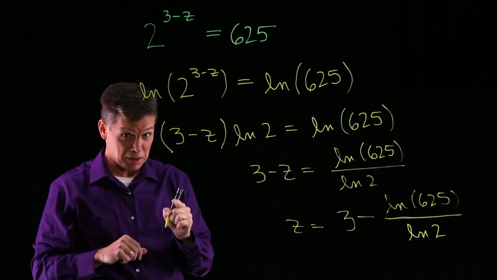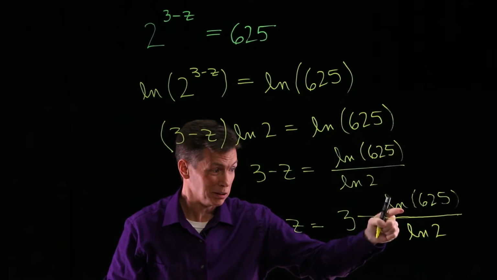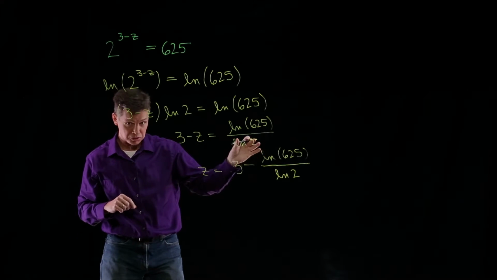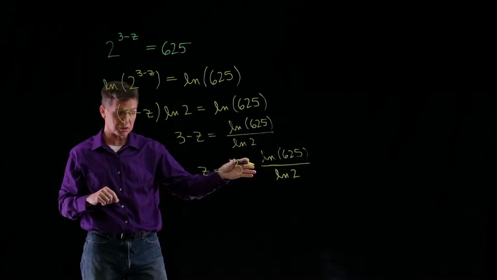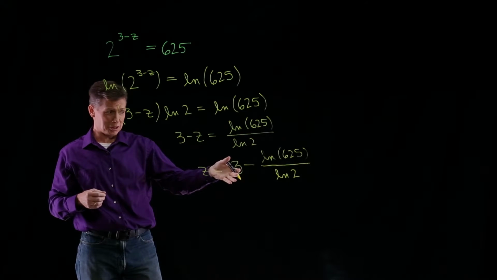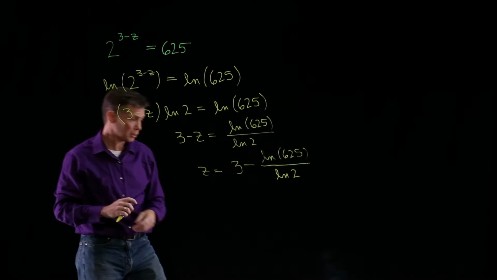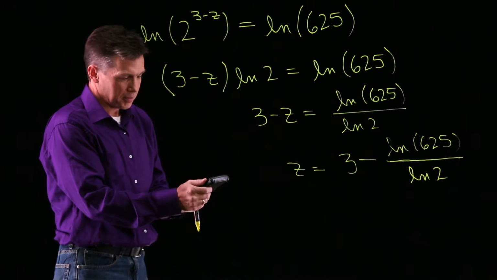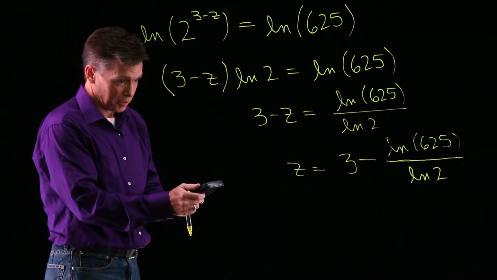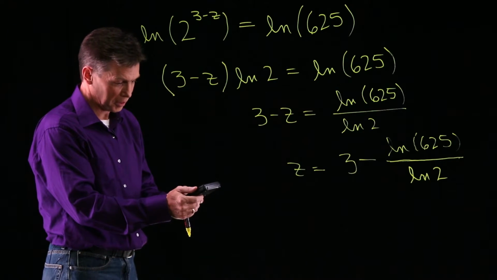Okay, and don't you dare even think about canceling those ln's. That numerator is just a single number. The denominator is just a single number. The 3 is a number. So that's all number crunching on the right-hand side. So I'm going to grab my calculator. Just let the calculator do the heavy lifting here.